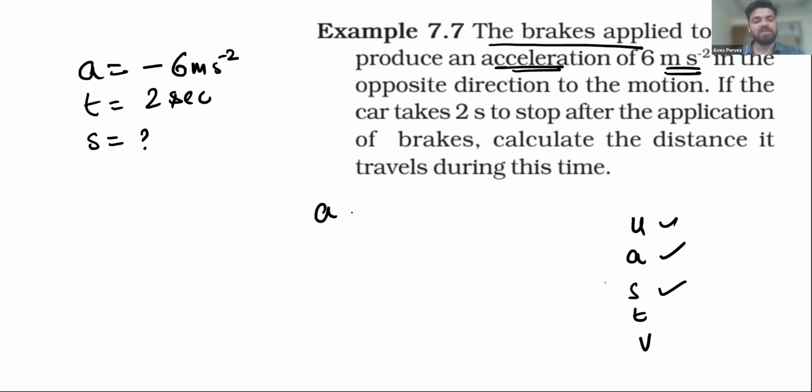So we can write it: A is equal to V minus U upon T. A is given to you, that is minus 6. V, what is V in this equation?